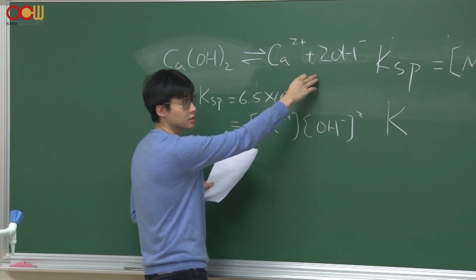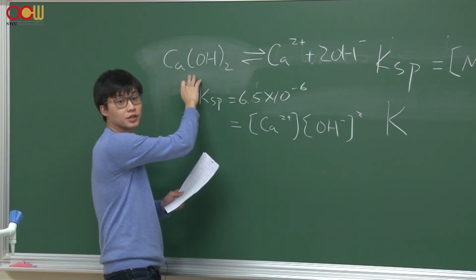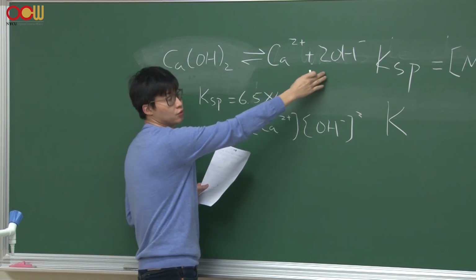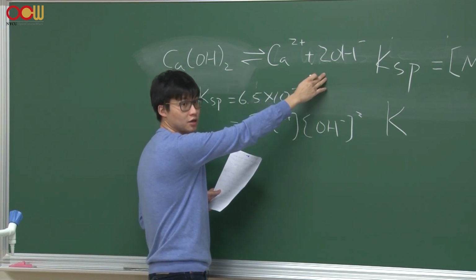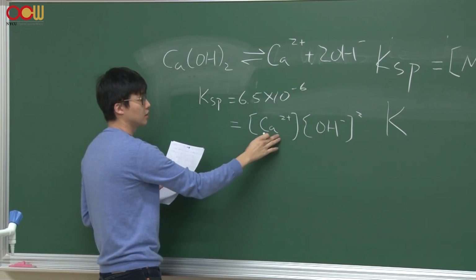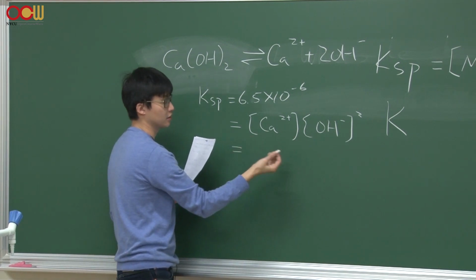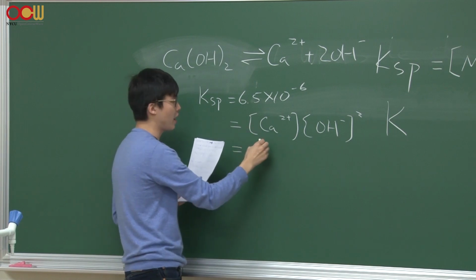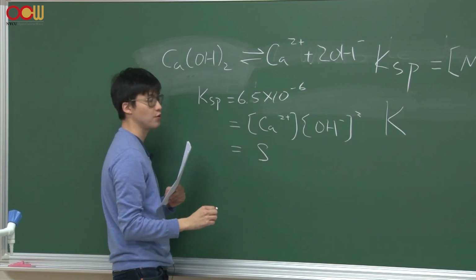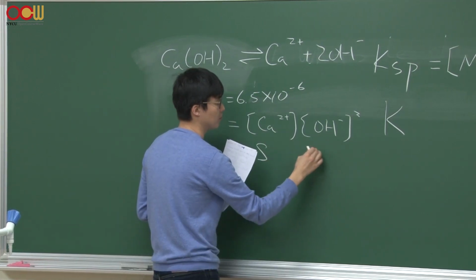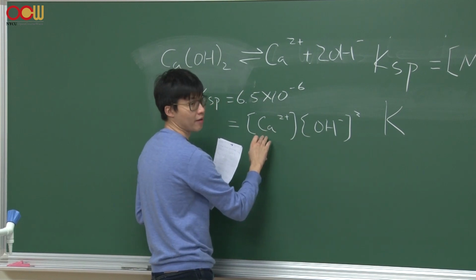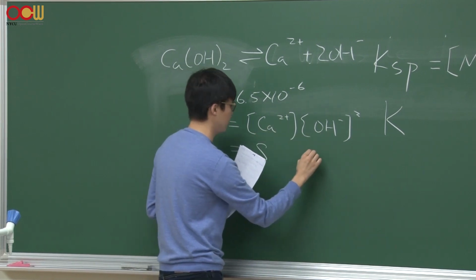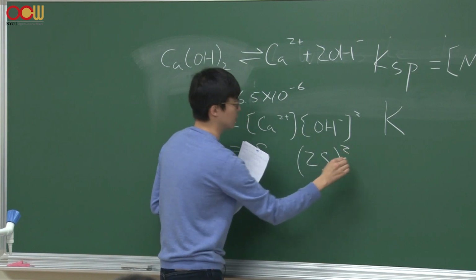You have to recognize that each calcium hydroxide will produce 2 hydroxide ions, right? So we can set the solubility to S, since it only produces 1 calcium ion. Then for this term, because you're producing double the amount of hydroxide, it's 2S, but don't forget the square.